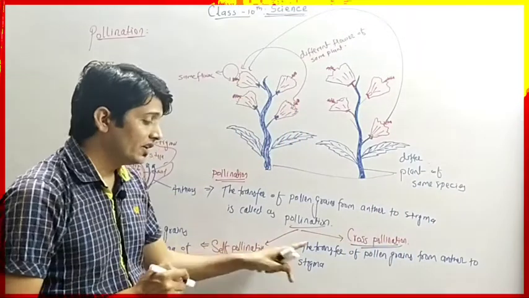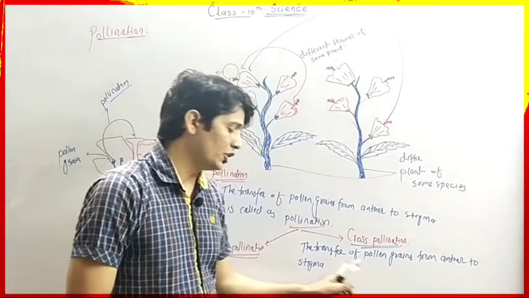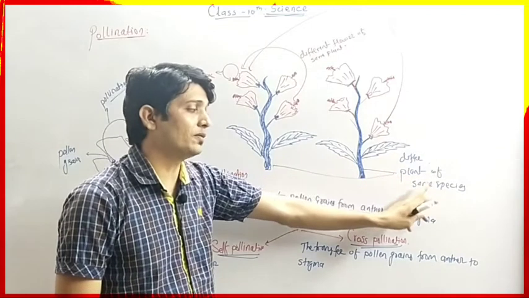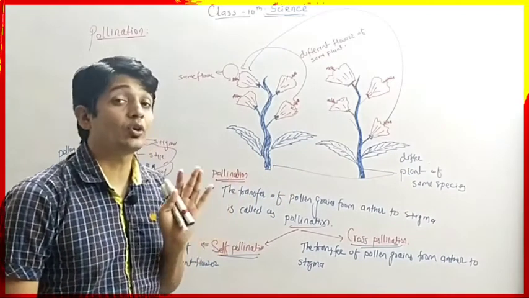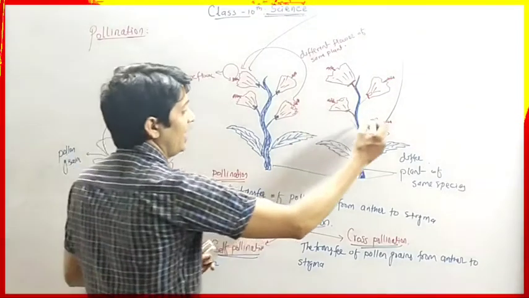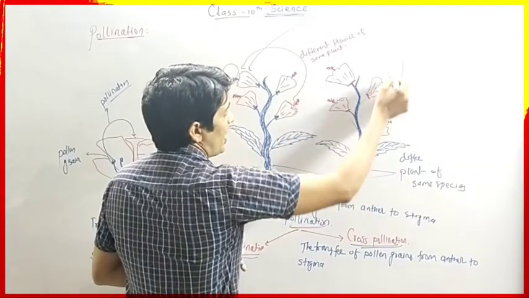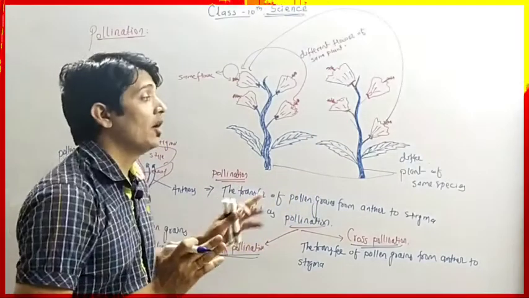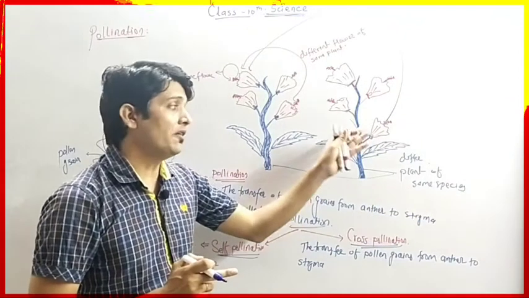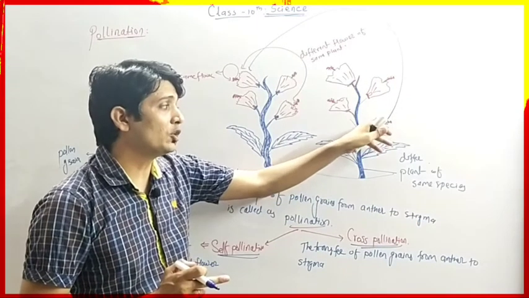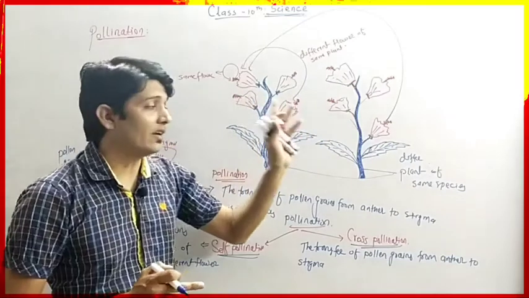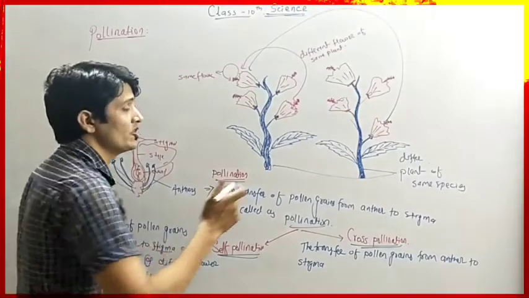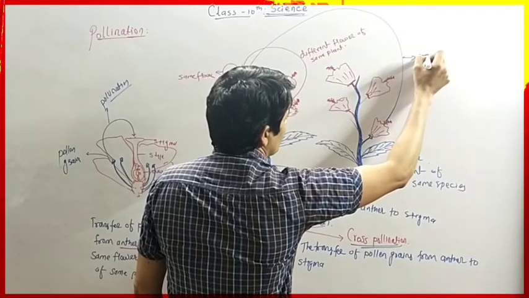The transfer of pollen grains from anther to stigma of different flower of different plant but of same species is called cross pollination. If pollen grains are transferred from here, this is another plant, this is another plant, these are two different plants but they are of same species. If the pollen grain from anther to stigma is transferred to a different plant of the same species, then it is called cross pollination.